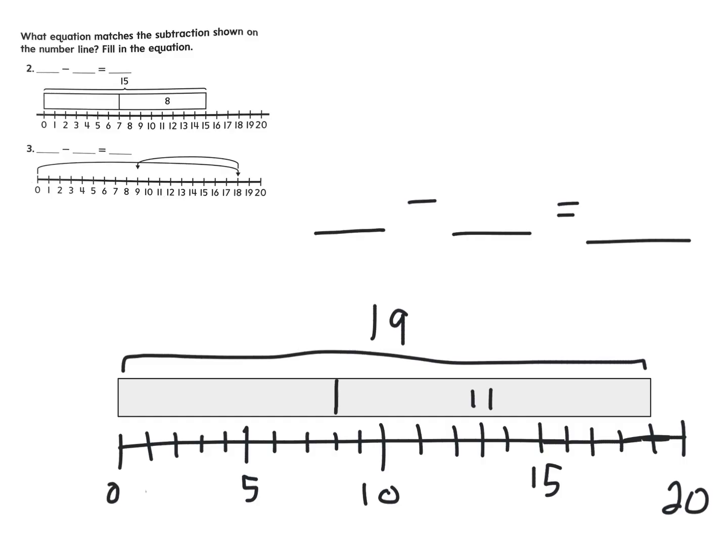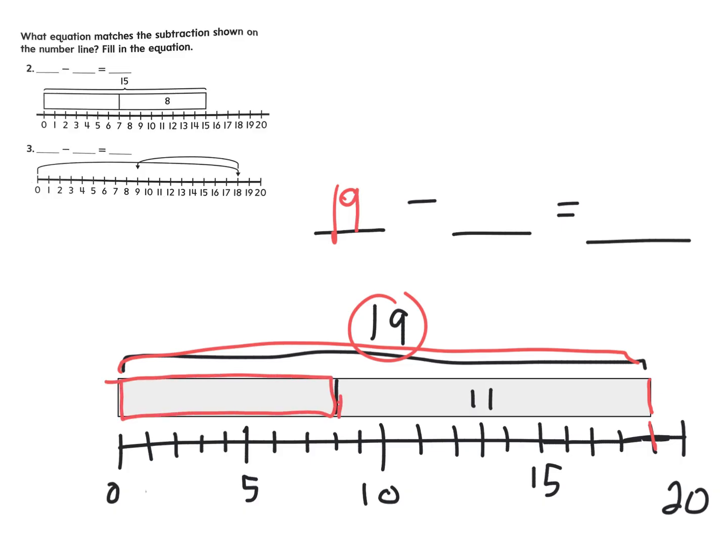Okay, so we have a number line from 0 to 20, and you can see that our bar model here goes up to 19. So this whole is 19, which means that's the number we're starting with. And then our 19 is conveniently broken up into 2 parts. Remember this language of whole and parts, because that's going to come in I think 3 lessons.